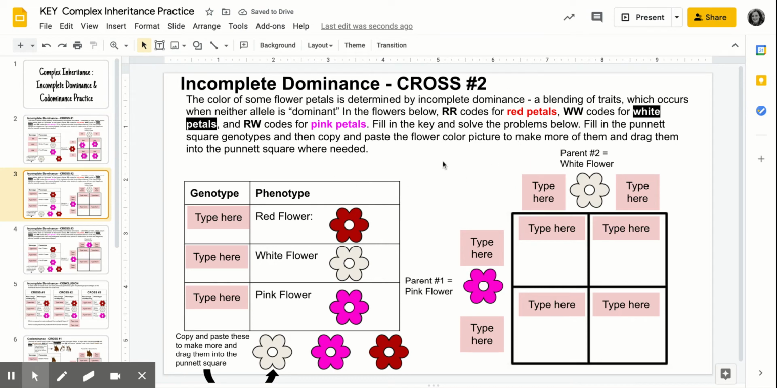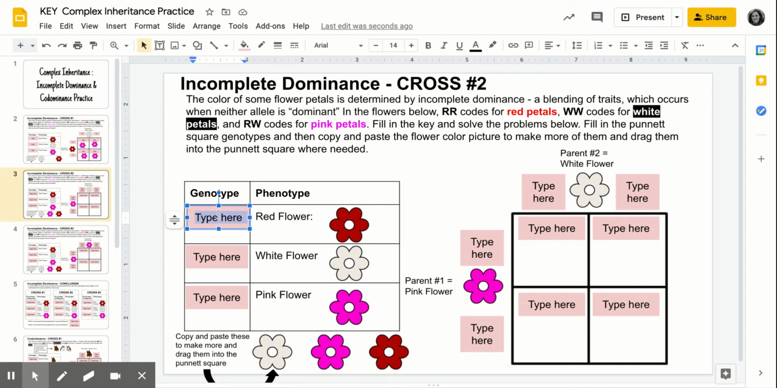We already read this top part. We're just going to do it again. Here, we're going to cross a pink flower with a white flower. So let's go over this again. A red flower is big R, big R. A white flower is big W, big W. And a pink flower is going to be big R, big W, okay?